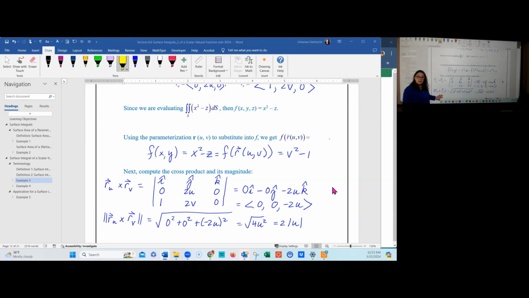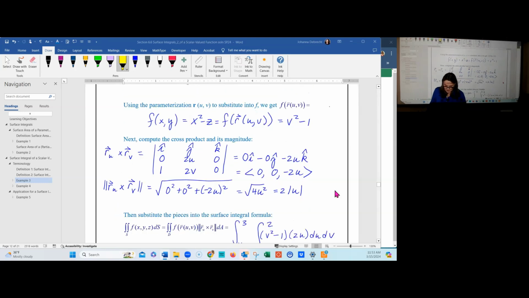Then we find the magnitude of this normal vector by squaring each component, adding them together, and taking the square root. This gives us the square root of 4u squared, which is 2 times the absolute value of u.